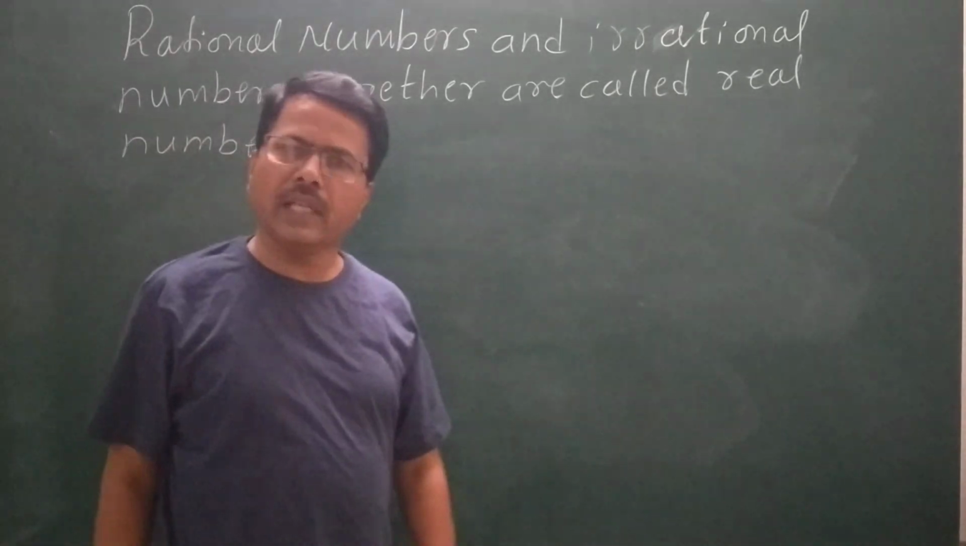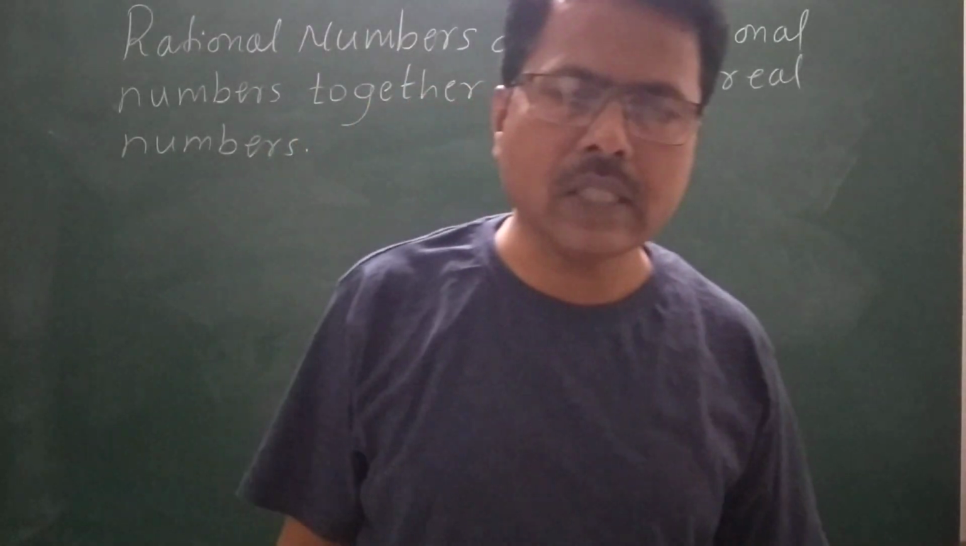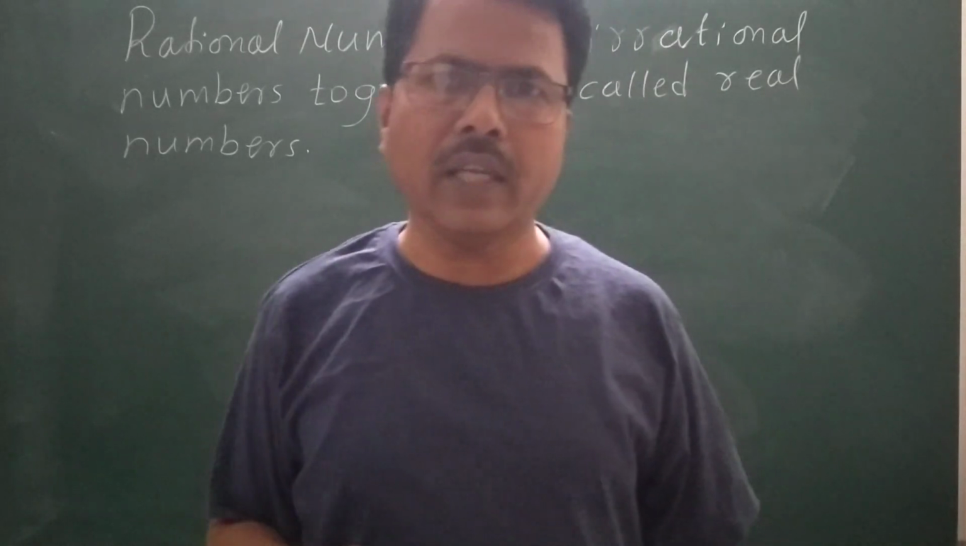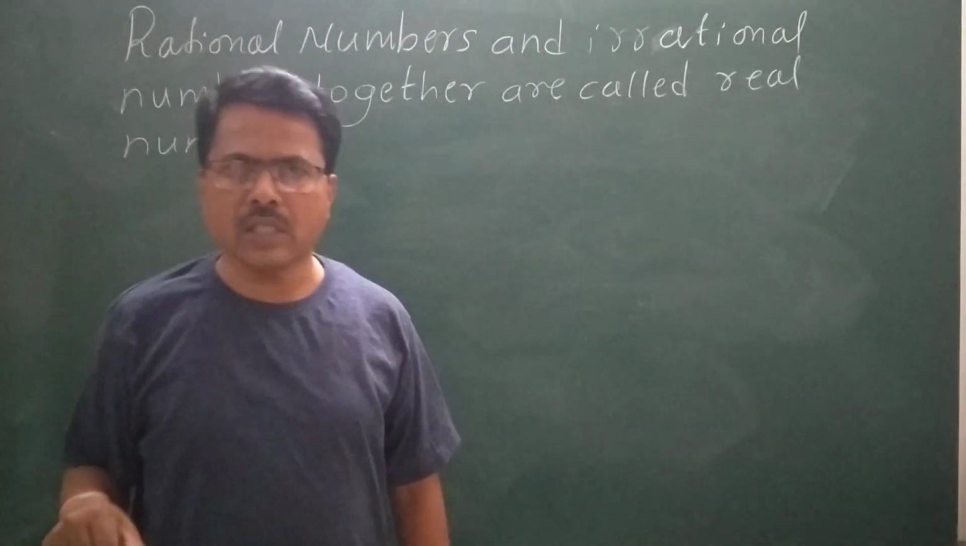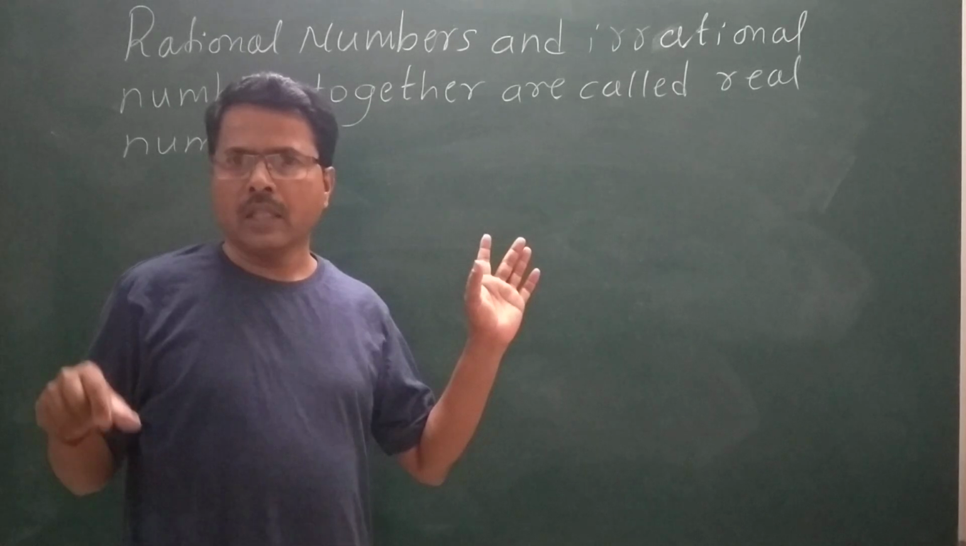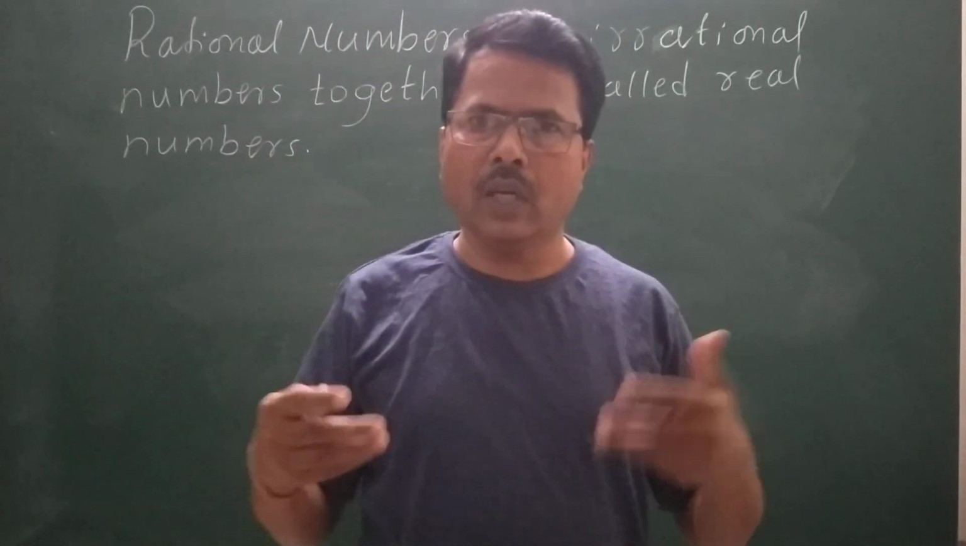These rational numbers and irrational numbers we have studied in the previous class. These together are called real numbers. We have to understand the meaning of real numbers. That is, real numbers include all kinds of numbers.